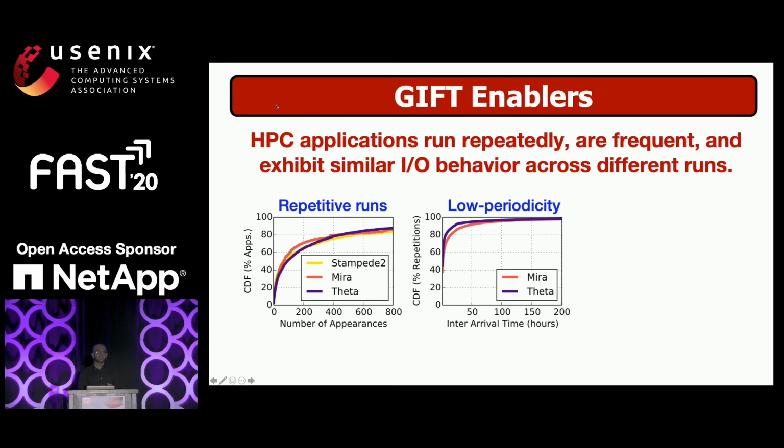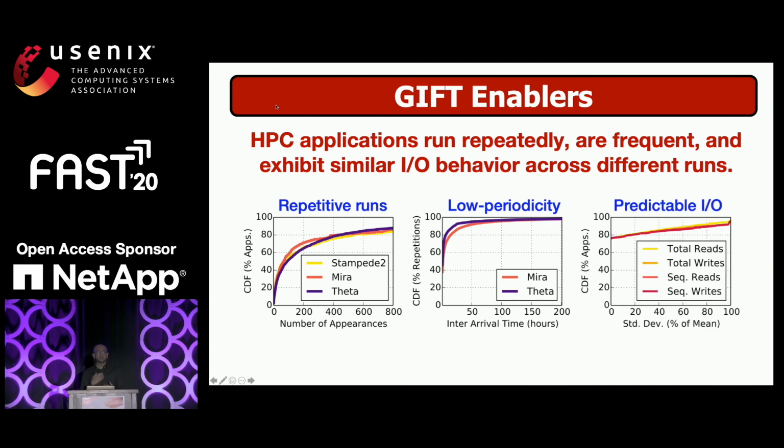So here we plot the inter-arrival times of these applications. And we see that over 70% of the applications actually appear within 5 hours of each other, on Mira and Theta both. So not only are they repetitive, but they're appearing frequently, which means we have even more power to do this coupon-based bartering. And lastly, we need them to have similar I/O characteristics as well, because if they keep changing their I/O characteristics, then the coupon management becomes very difficult.